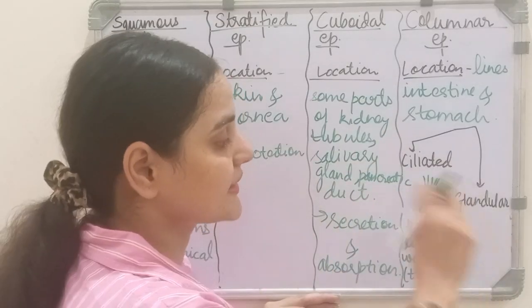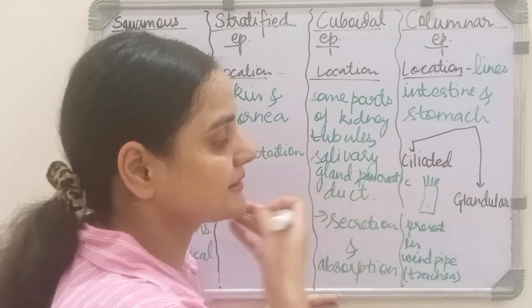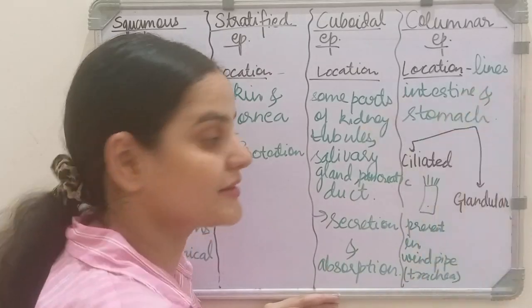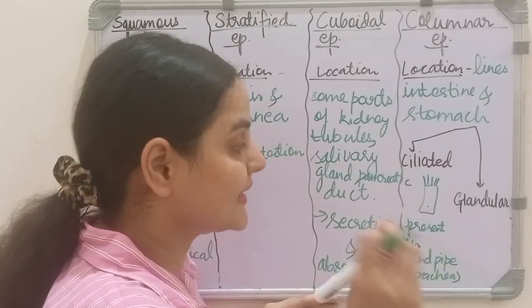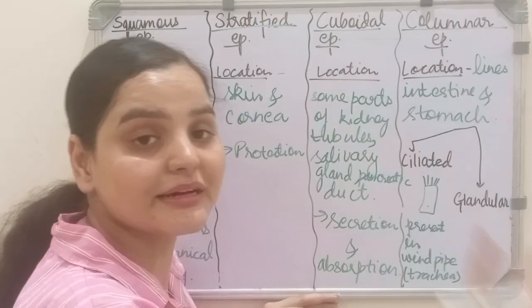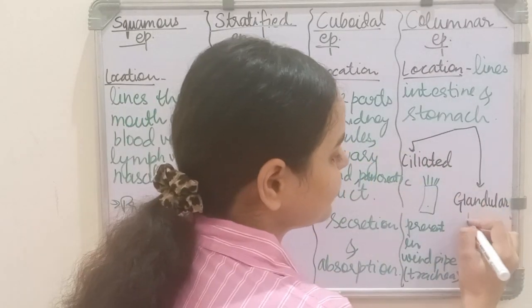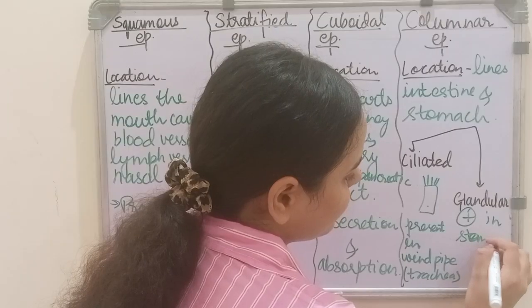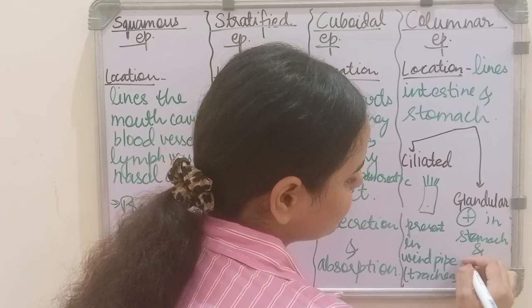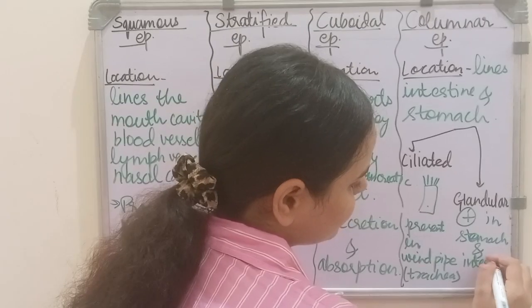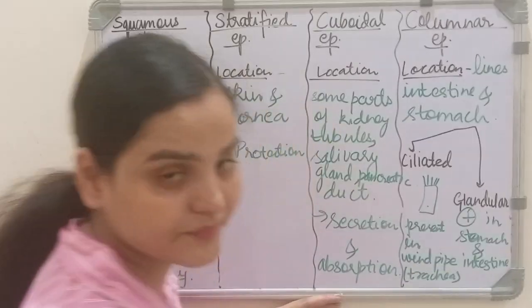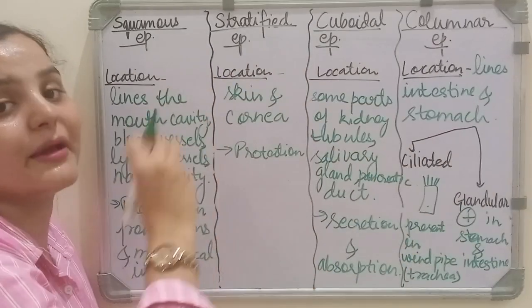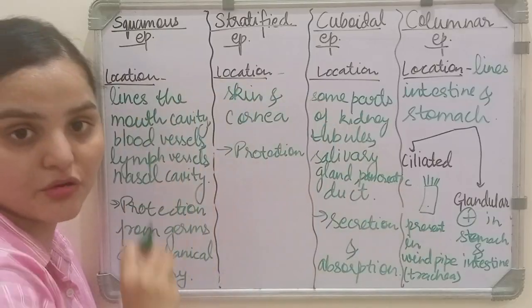Okay, now glandular epithelium. This glandular epithelium is again responsible for secretion of certain chemical substances, and because of that it is present in stomach as well as intestine. Okay, this was all about the categories of epithelium, their function, their location.